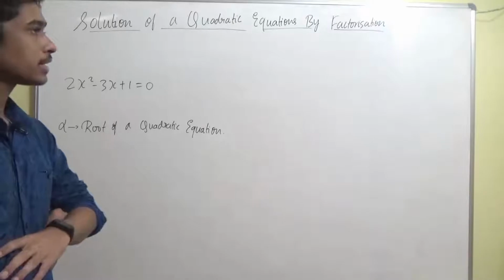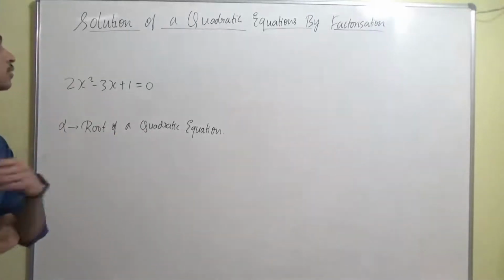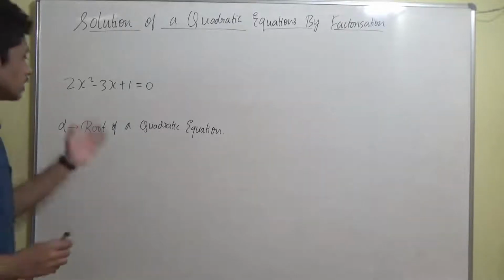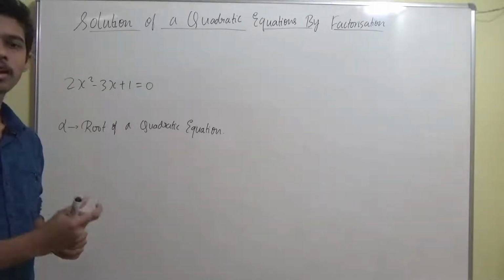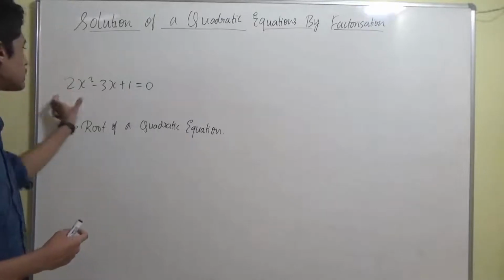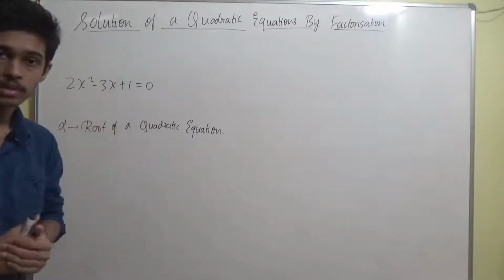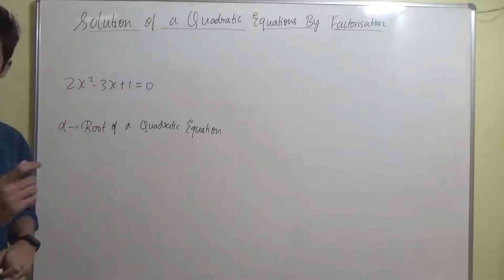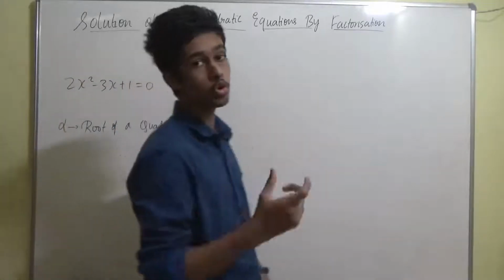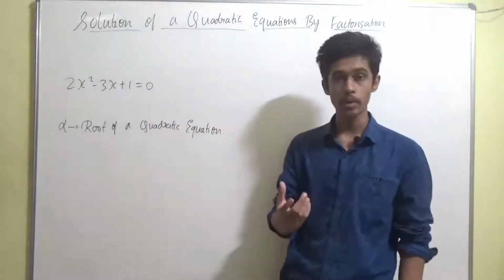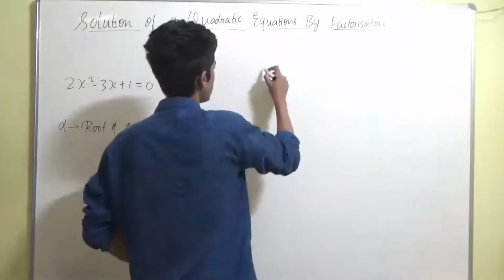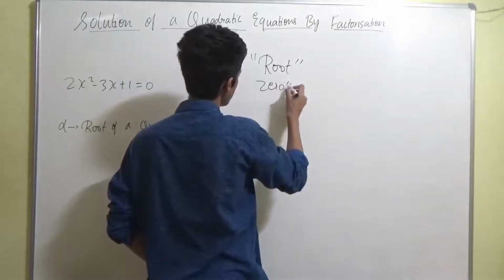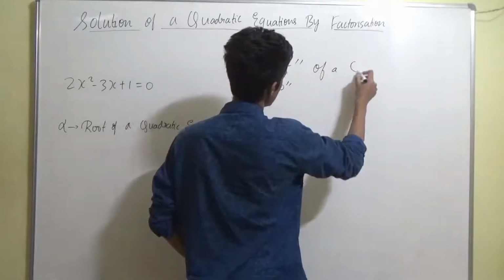So before going to the factorization method, let's first understand what the solution of a quadratic equation means in the first place. Solution means that value of x which, when you replace in the place of x in the equation, gives you 0. Getting it, guys? We'll be considering that value as alpha. That value is also called a root of a quadratic equation or a zero of a quadratic equation, right? There are two names for it, root or zero of a quadratic equation.